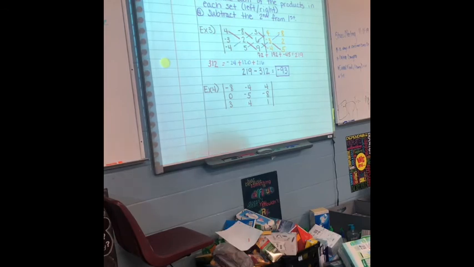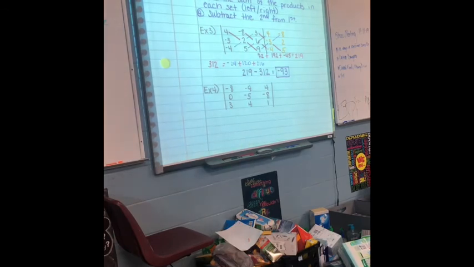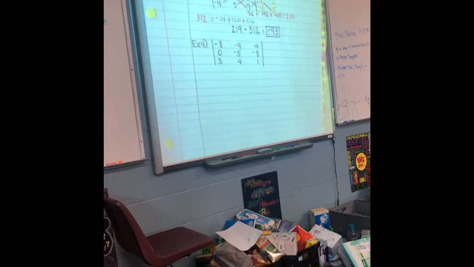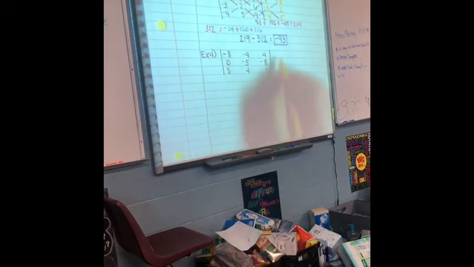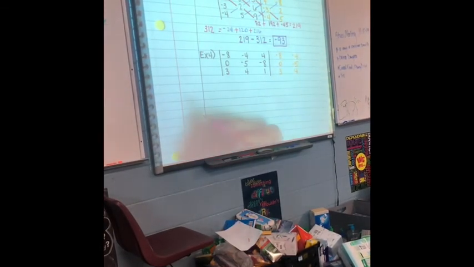All right. Step 1. Write the first 2 columns over on the right side. So -8, 0, 3, -4, -5, and 4. Okay. Step 2.